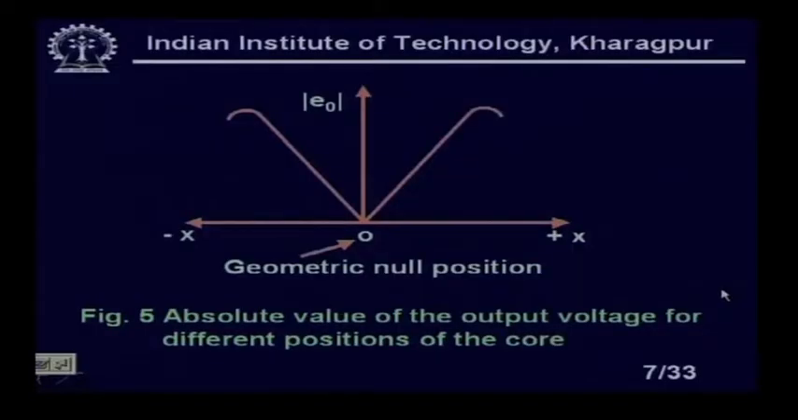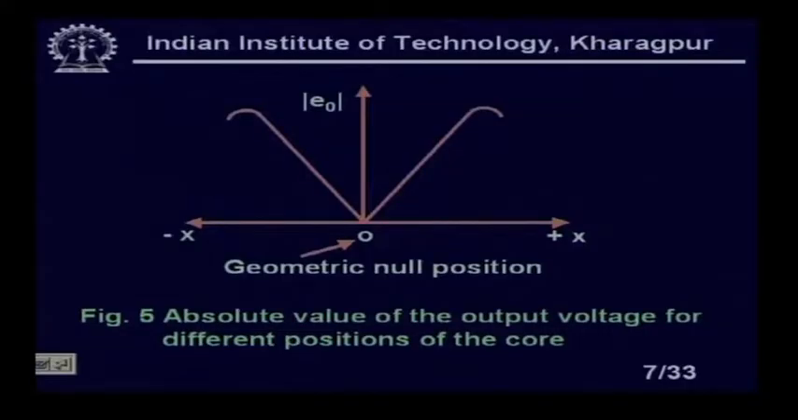Now we have taken the magnitude of the output voltage. That is the reason we have written here E naught mod, the absolute value of the output voltage. Now I change the position of the core and measure the output voltage. For 1 centimeter, what is the output voltage I have plotted. Then for x equal to 2 centimeter, what is the output voltage I have taken. For x equal to 3 centimeter, what are the output voltages I have taken. And these voltages I have plotted like this.